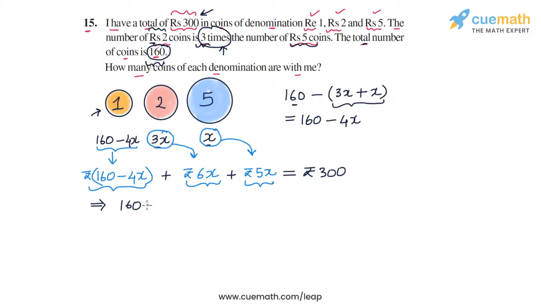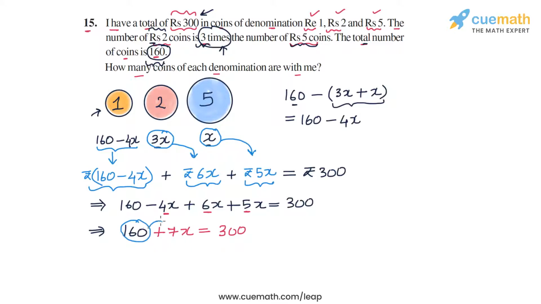Let me remove the rupee symbol and write this equation again. So we have 160 minus 4x plus 6x plus 5x, and this is equal to 300. On the left side we have 160, and then minus 4x plus 6x is 2x, and plus 5x is 7x. So 160 plus 7x on the left side and on the right side we have 300. Now what we can do is take this 160 and transpose it to the right side. So we will get 7x on the left side and on the right side we will get 300 minus 160 or 140.